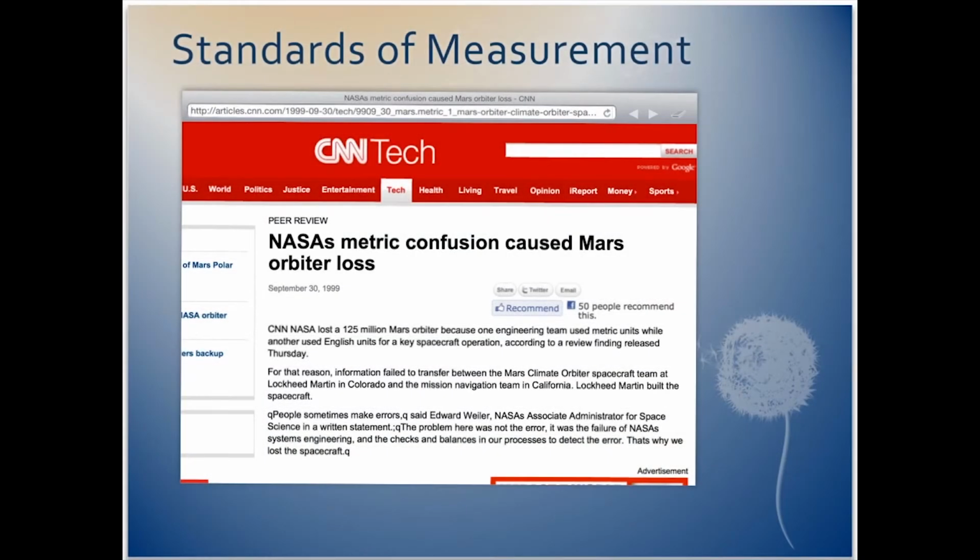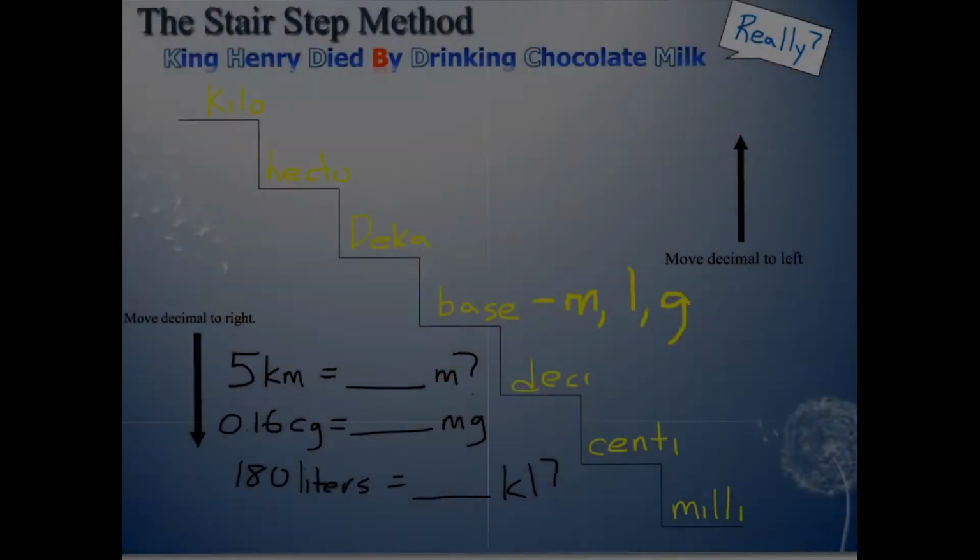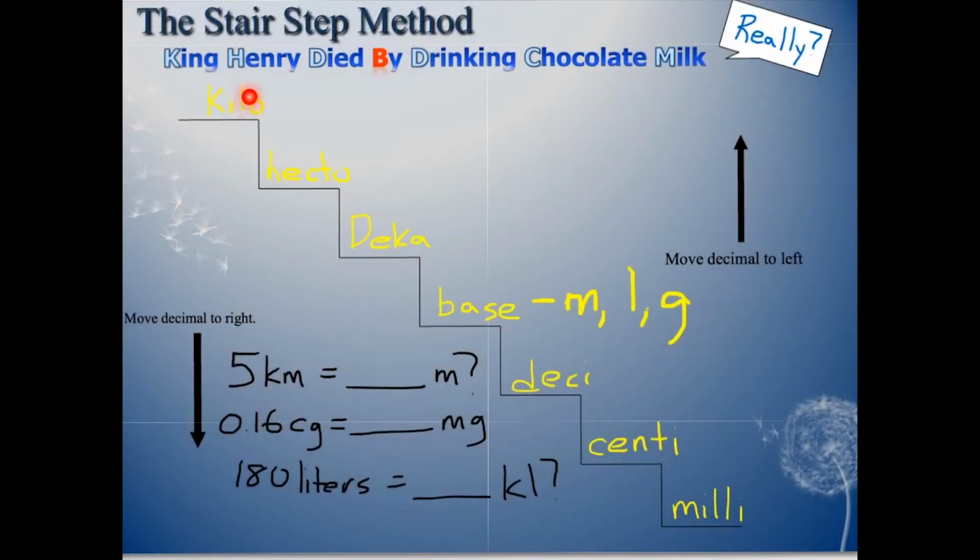Today we're talking about measuring things. And one thing that I thought was kind of funny is I read this article from CNN Tech, and it said that there was a $125 million satellite that was going to Mars. And because one engineering team used the wrong kind of units, they used English units instead of metric units, yeah, the whole thing crashed.